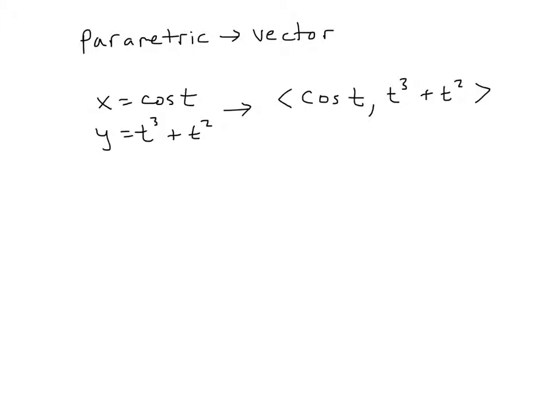Vector equations are very similar to parametric equations, so vector notation can almost be thought of as a different way to write parametric equations. So we have our pointy brackets, and then whatever your x equation is for your parametric, that tells us how we're moving in the x direction, so that can go in the x part of the vector. And then same thing with y, can go in the y part of the vector.